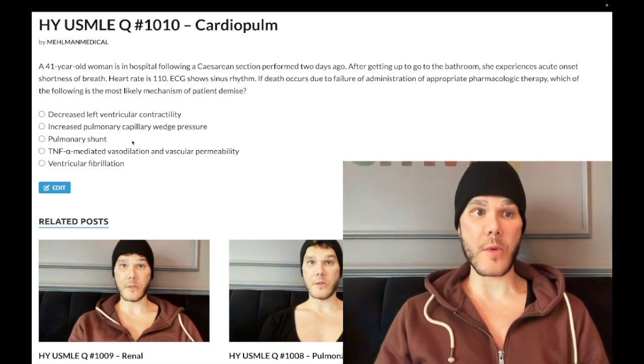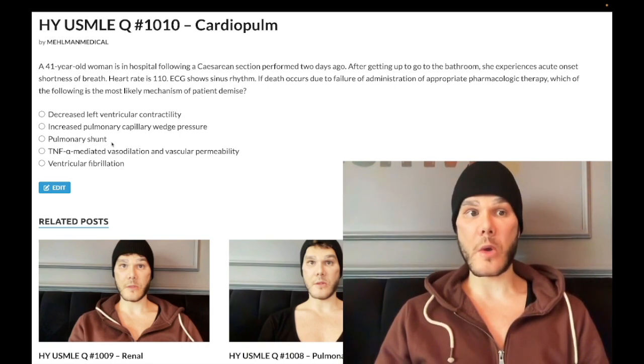Choice C, pulmonary shunt. Wrong answer. So those of you studying for Step 1 who are weak on dead space versus shunt: shunt is low V/Q, ventilation over perfusion. Dead space is high V/Q. Q is perfusion. So if you have low perfusion in the setting of pulmonary embolism relative to your ventilation, you're going to have a high V/Q. That's dead space, okay? So pulmonary embolism is dead space. Shunt, wrong answer.